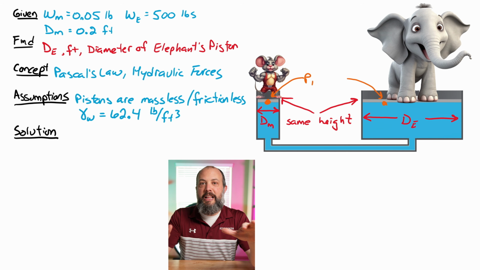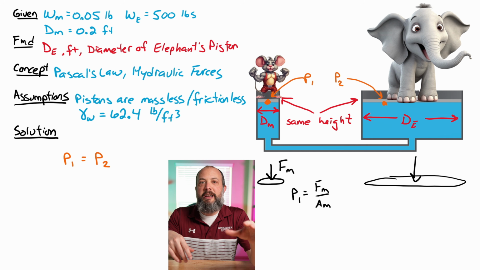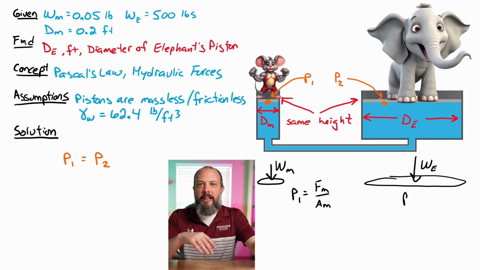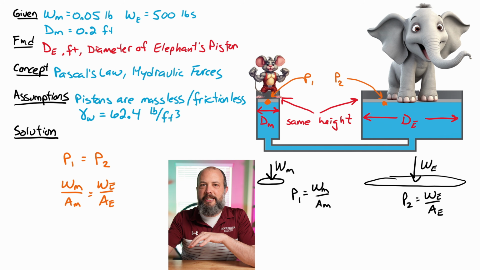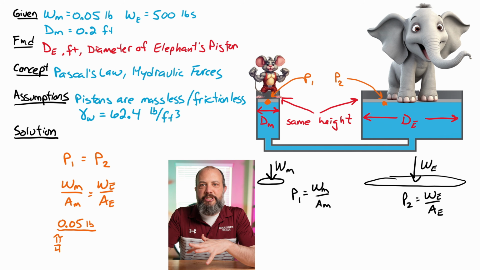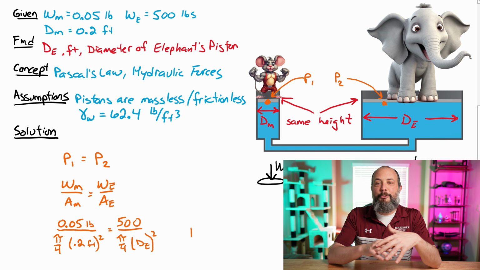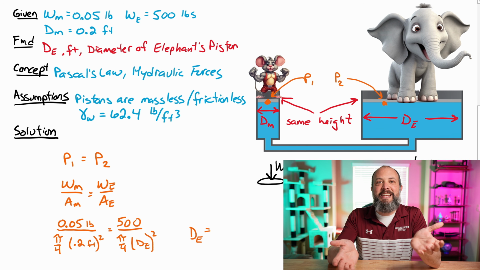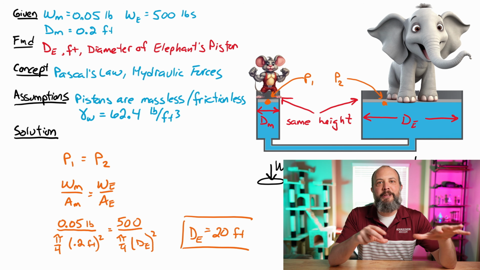Since the mouse and the elephant are at the same elevation, they're going to be at the same pressure acting on both pistons. So if pressure 1 equals pressure 2, that means the weight of the elephant divided by its surface area will equal the weight of the mouse divided by its surface area. We plug in the 500 pounds, the 0.05 pounds, and the diameter, 0.2 feet, for the mouse. And we get a diameter on the elephant's side of 20 feet. So if the elephant is standing on a 20-foot diameter piston, this mouse will perfectly balance him out.